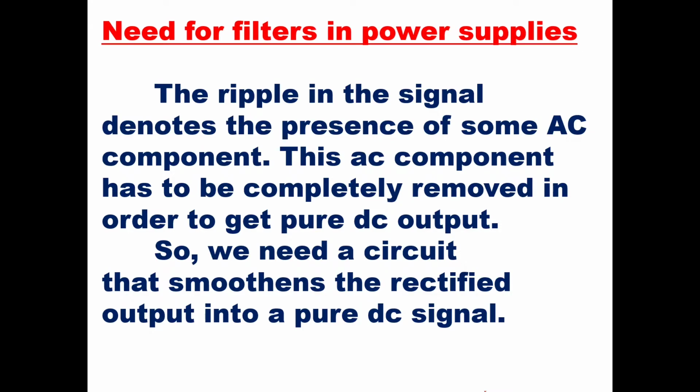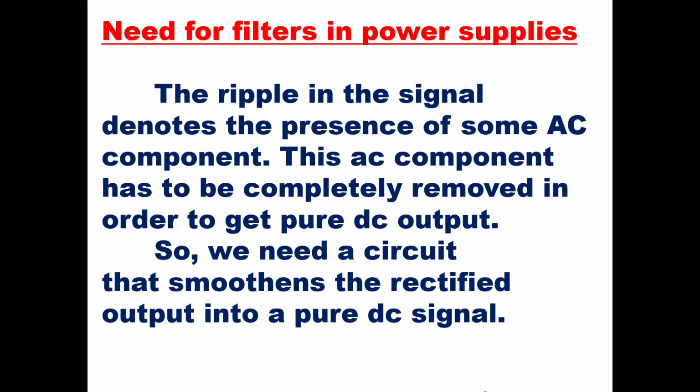So we need a circuit that smoothens the rectified output into a pure DC signal. That means the pulsating DC, which was the output of a rectifier, if you pass it through a filter, will become pure DC. Pulsating DC means DC with some AC components, and if you pass it through a filter, it will become pure DC.